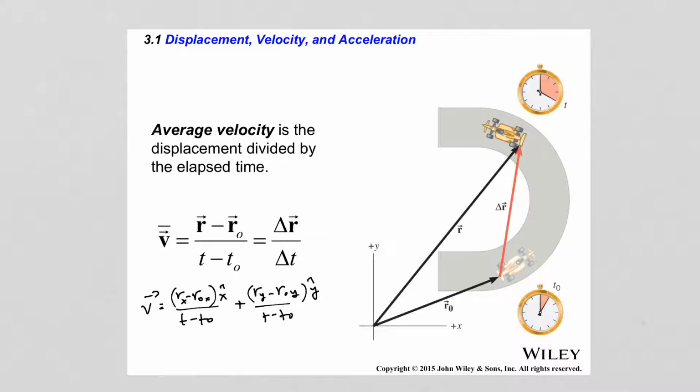And so then by components, the average velocity vector v is equal to rx minus r0x times x hat divided by t minus t0. And that part here essentially is the x component of the velocity vx, plus the second term is ry minus r0y divided by t minus t0 times y hat, and that second term is the y component of the velocity vy.